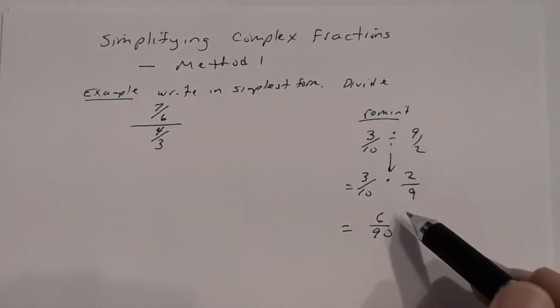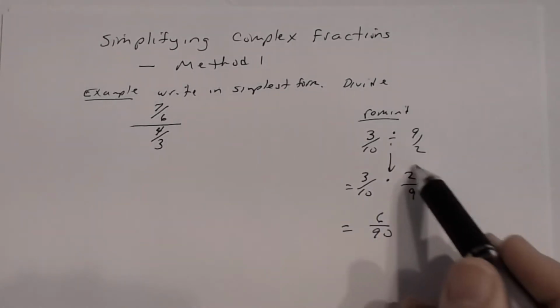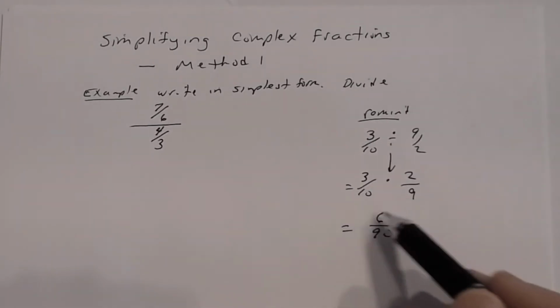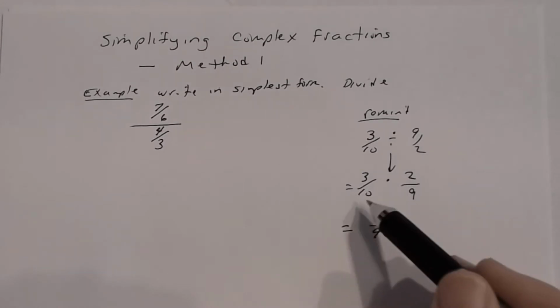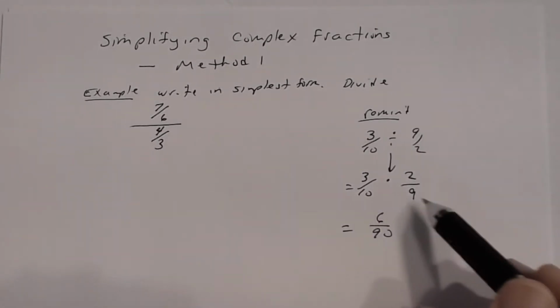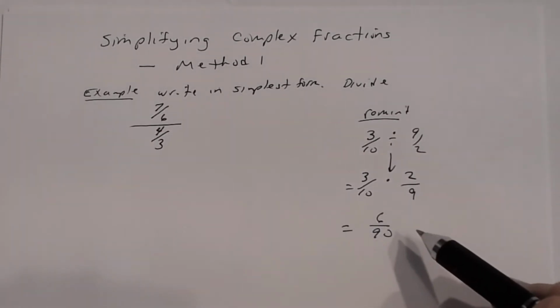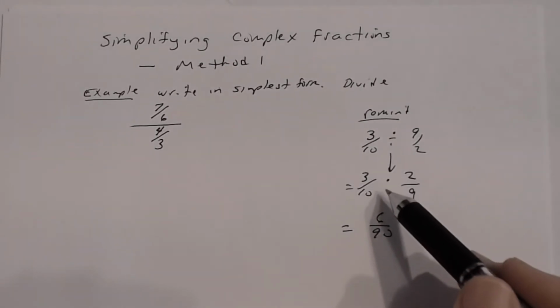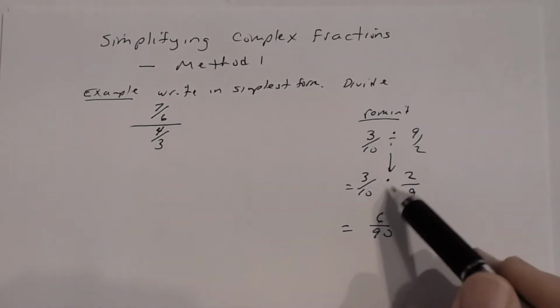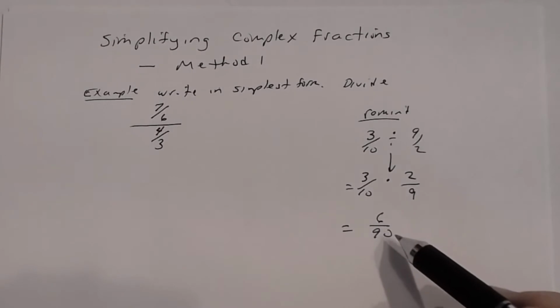So be careful. Don't write these two with a denominator of 90 or whatever other common denominator you want to use. Okay. So be careful. The only time you find the least common denominator is if this is addition or subtraction. All right. So we get this.